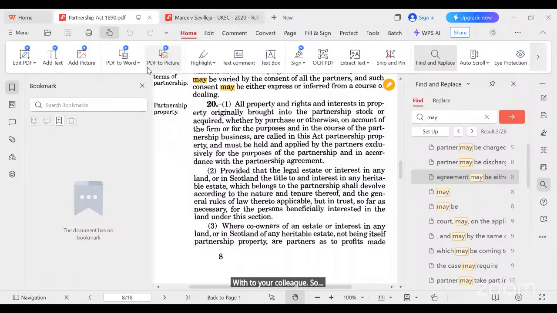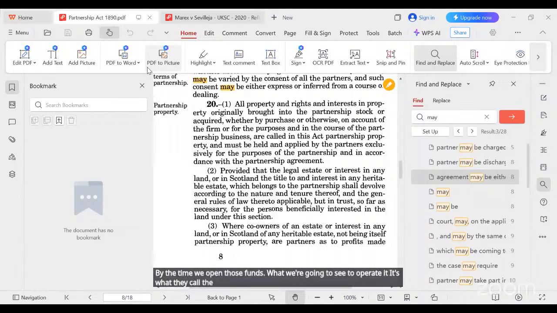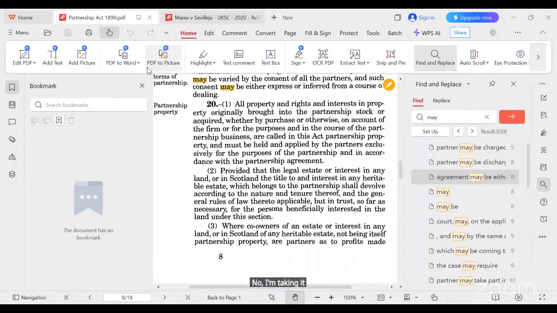So, default provision. Let us take it as the fact that all of us in this class are given an iPhone or a Samsung telephone, all of us. We are handed one for the first time from the factory, and we open it. By the time we open those phones, what we are going to see to operate it is what they call the factory setting. And now I'm taking it to life, to technology, and I want you to bring back that knowledge to this law so that you can better understand it without too much stress.